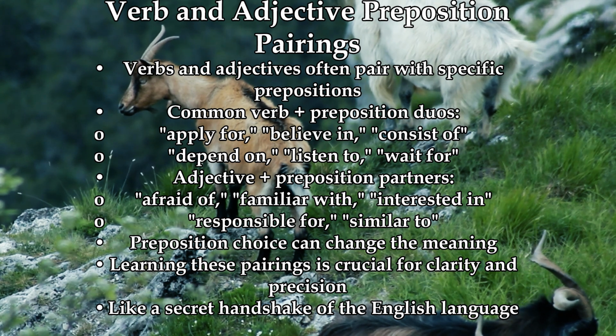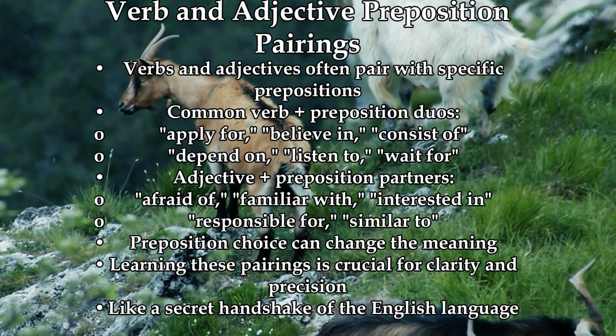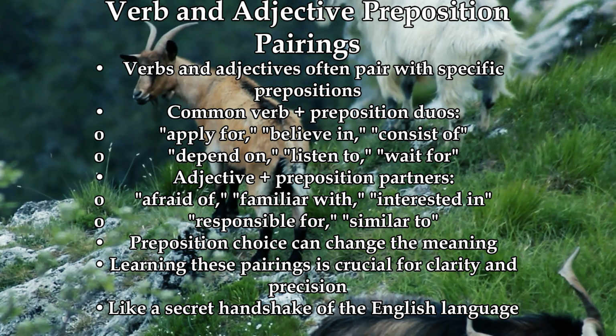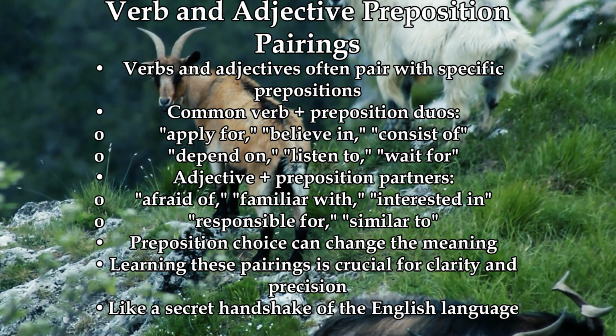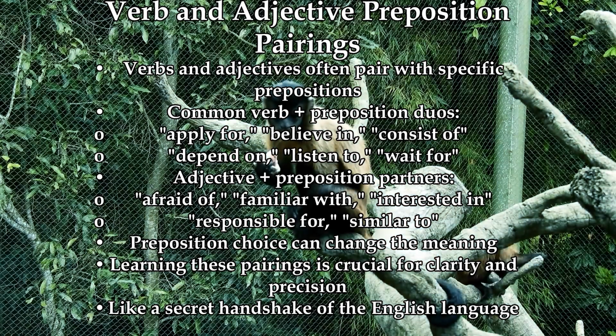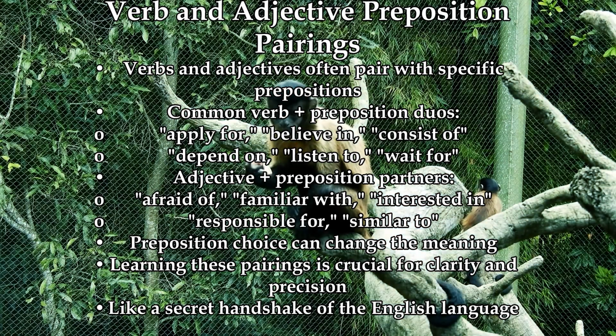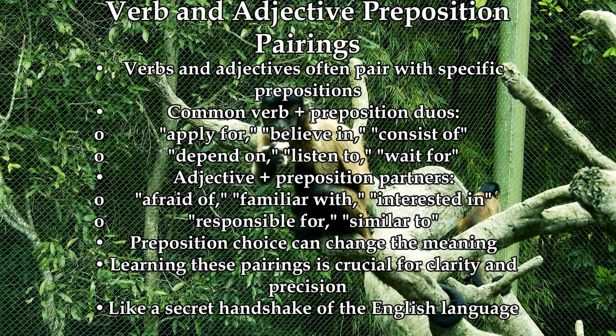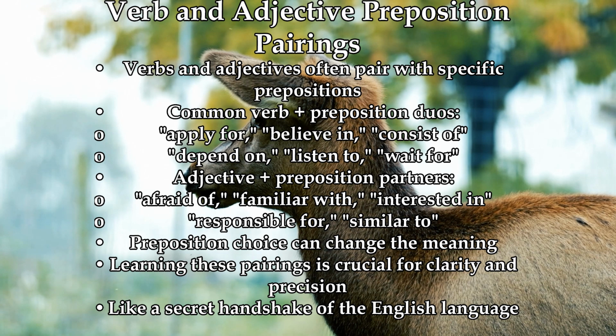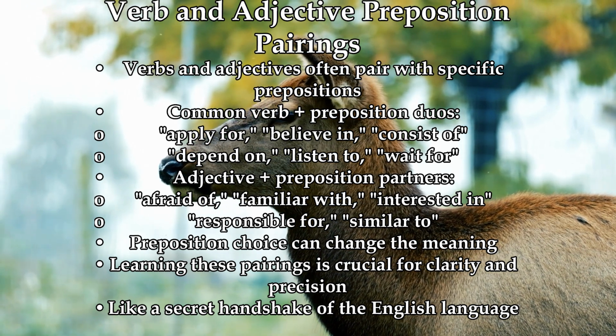Section 6. Prepositions with verbs and adjectives. In English, many verbs and adjectives have a special bond with certain prepositions. They're like inseparable friends, always showing up together to convey a specific meaning. Some common verb plus preposition duos include apply for a job, believe in something, consist of parts, depend on someone or something, listen to someone or something, and wait for someone or something.